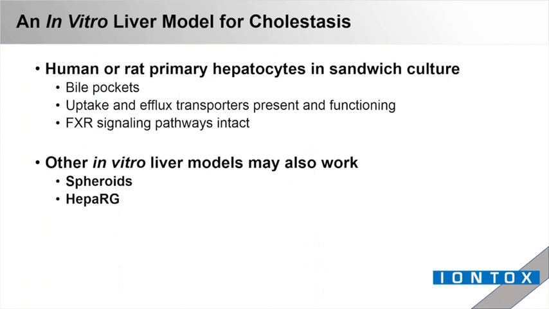And so for our model, looking at cholestasis, we use human primary cells. Typically, we can also use rat primary hepatocytes. And these are done in sandwich culture, and these are transporter certified hepatocytes obtained from Qualyst BioIVT. And the reason why we use the transporter certified primary hepatocytes in sandwich culture is because they form bile pockets. They also have essentially the full complement of uptake and efflux transporters, not only present but functional, and the FXR signaling pathway is intact. Although we are looking at other possible models in the system that may work, such as liver spheroids and certain clones of the HepaRG cell line.